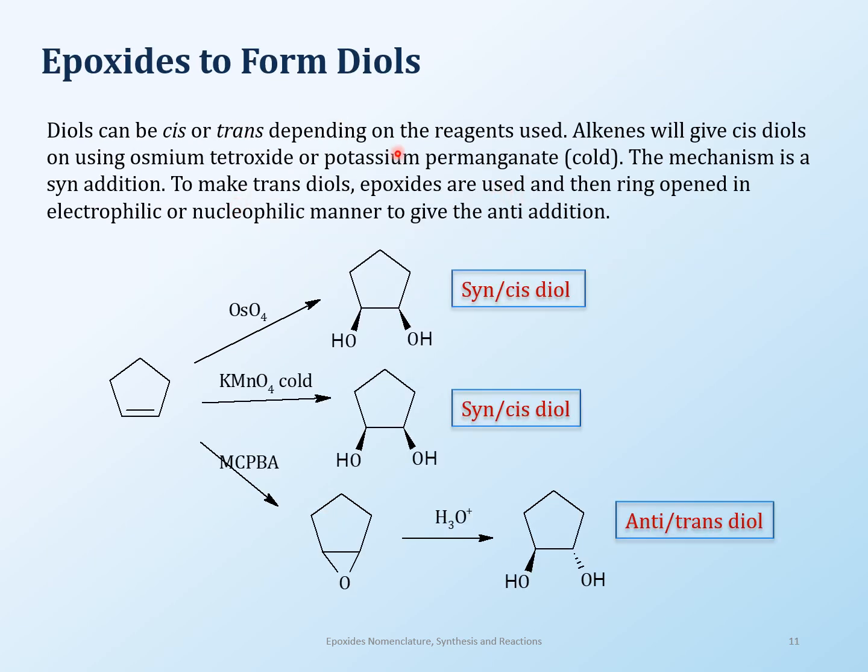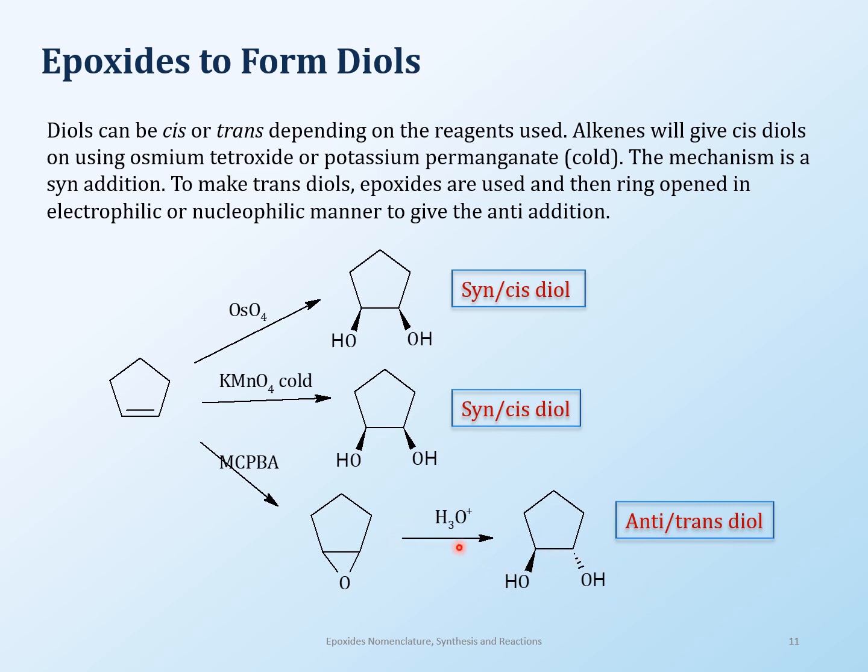So, a final word on making diols. We have now learned different ways of making diols, so I thought I'd put them all on one slide so you can see everything together. Here's an alkene. You treat that with osmium tetroxide and you get a syn diol. You treat that with KMnO4 cold and you get a syn diol. But if you treat it with MCPBA to get an epoxide, and then treat it with H3O plus in an acidic medium, you end up getting a trans diol.